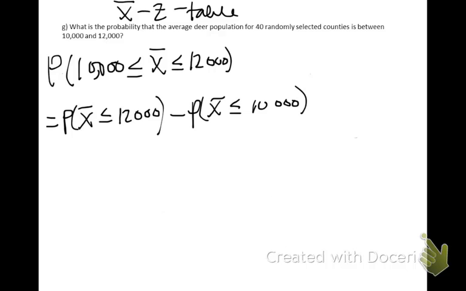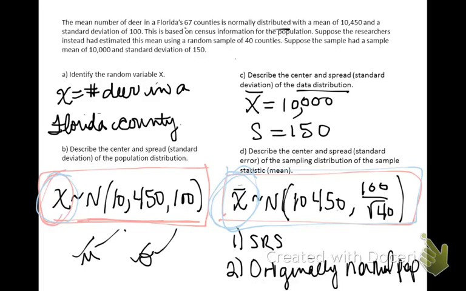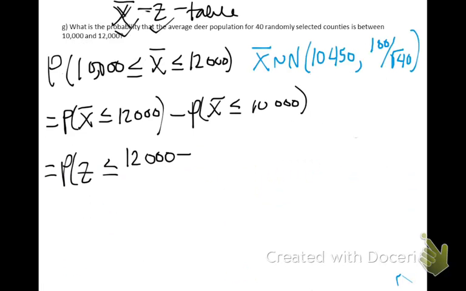So we've now completed the X-bar step. We're now ready to convert to the z-distribution. To do this, we're going to have to subtract and divide. To decide which distribution to use, we need to remember that we're looking at a group, a sample of 40 counties. That tells us again we should be using the X-bar distribution from Part D. So we're going to subtract 10,450 and divide by the standard error of 100 over the square root of 40. That takes care of this X-bar.